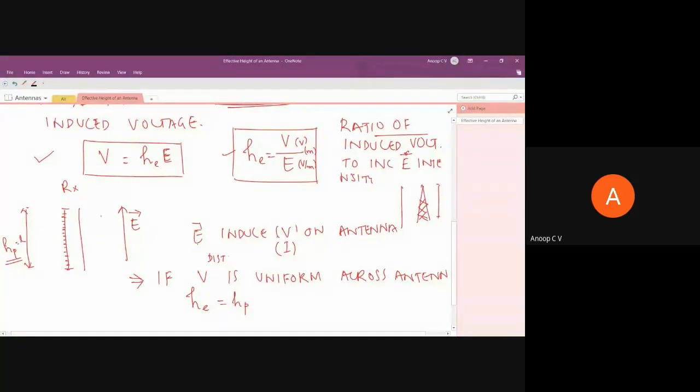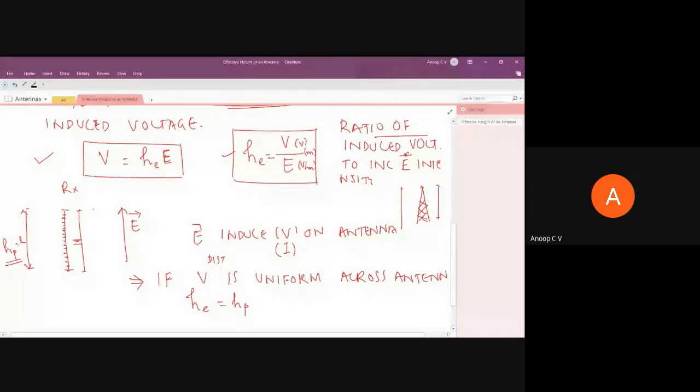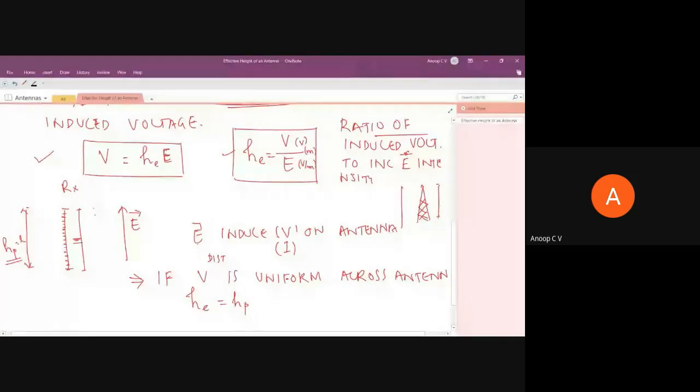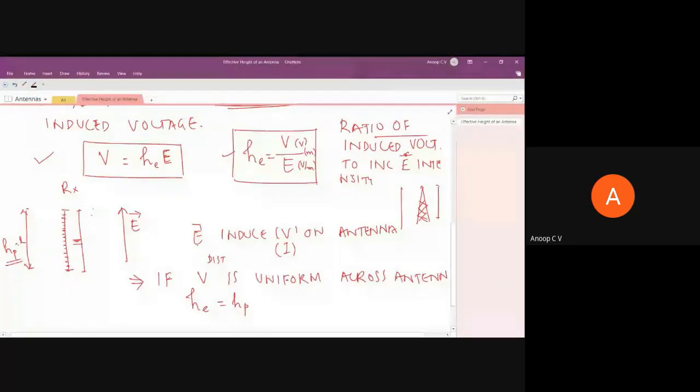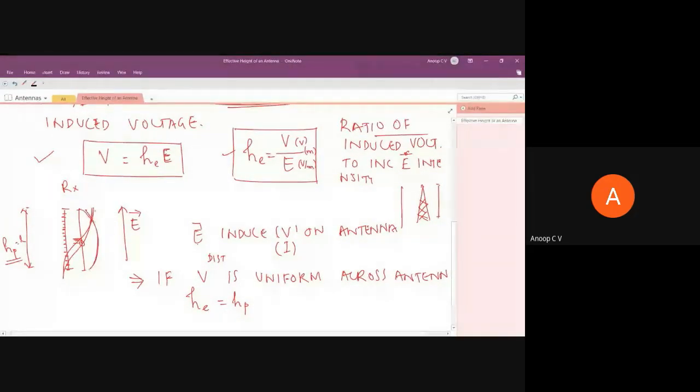But in most cases, the voltage induced may not be uniform. If you have a wire like this, a dipole antenna, the voltage induced will be like an open circuited transmission line. The voltage induced will be maximum at the ends and minimum at zero, and the current induced will be minimum, or zero, at the end. So this is the voltage and this is the current induced. It's not uniform.